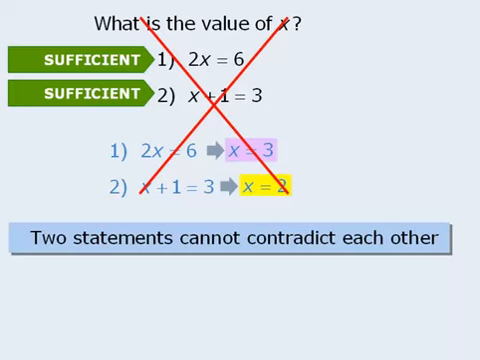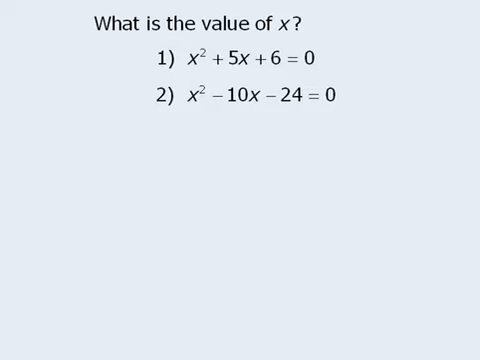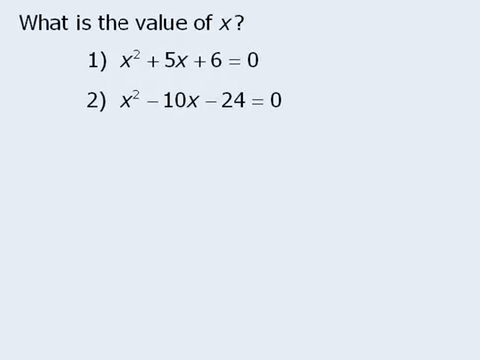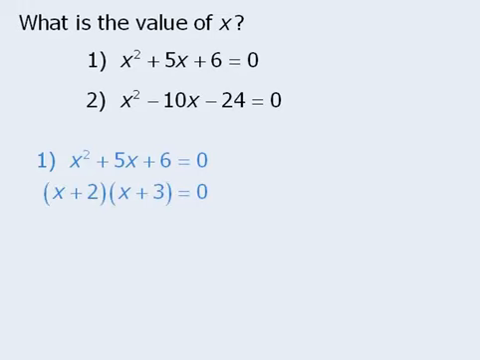Okay, so how is this supposed to help us tackle data sufficiency questions? Well, consider the following example. Here we want to find the value of x. Statement 1 provides us with a nice quadratic equation involving x. To solve this equation, we will first factor the left-hand side, and from here we can see that if x plus 2 times x plus 3 is equal to 0, then x must equal -2 or -3.